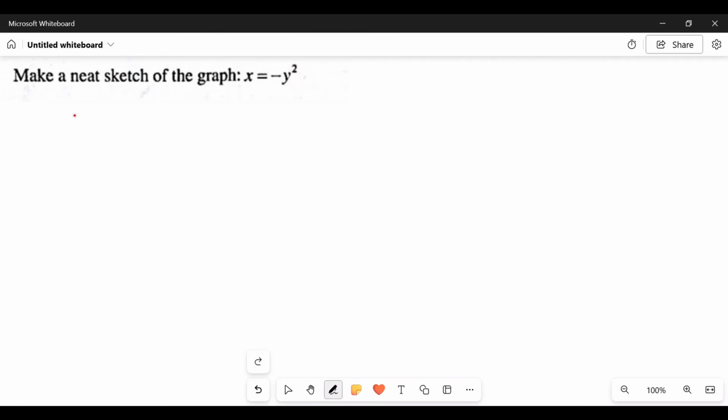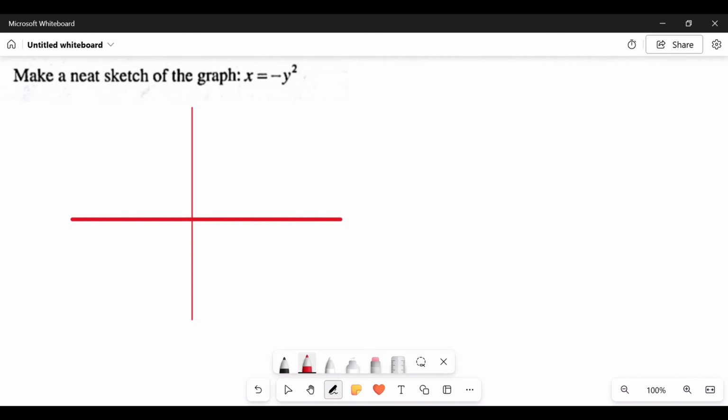All right, guys, let's look at this question here. They say make a neat sketch of the graph x equals negative y squared. As you can see, this is an inverse of the parabola graph. So in order for you to draw this graph, it's very simple. Usually you can use the table method if you really don't know how to do it in a shorter way. But with the shorter method, as you can see, this graph here, we do not have the coefficient of y and the constant. When it's like this, you first draw your Cartesian plane.